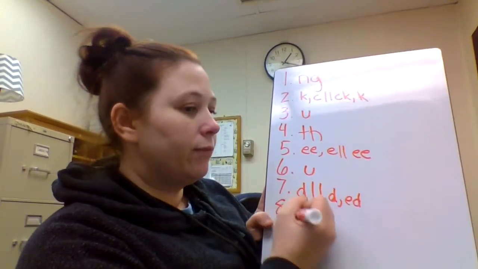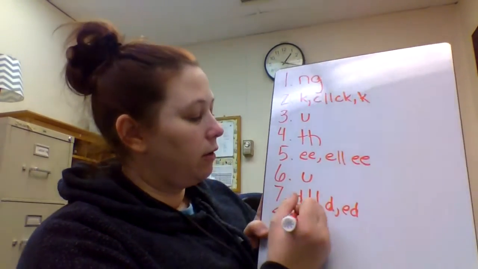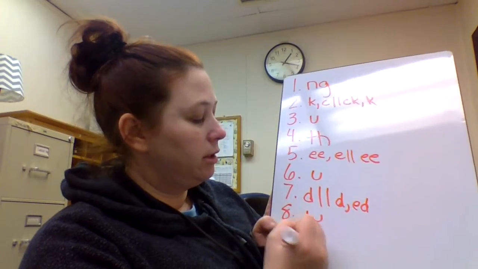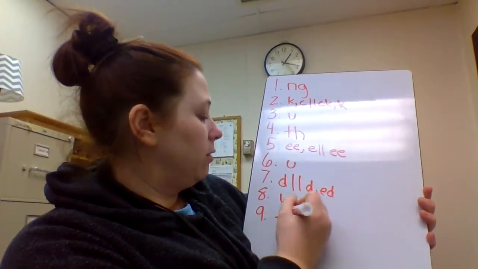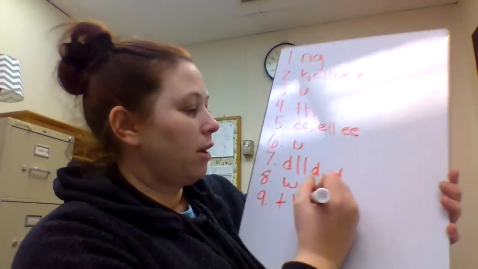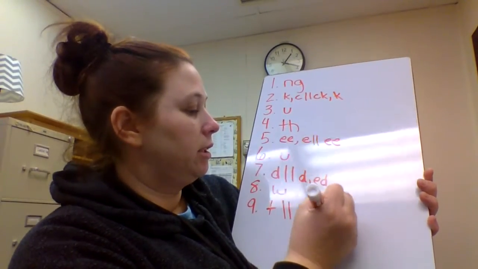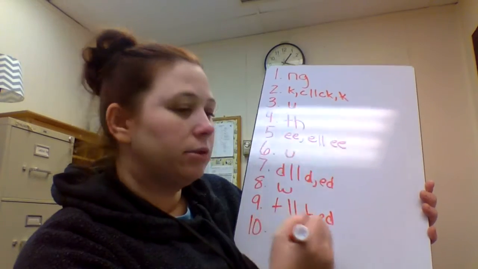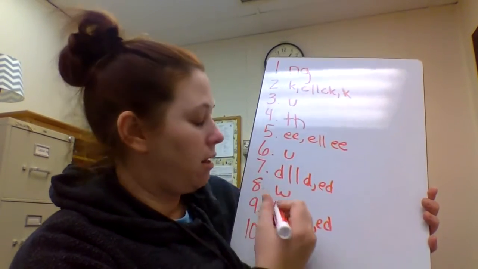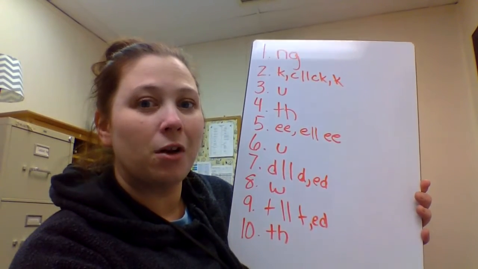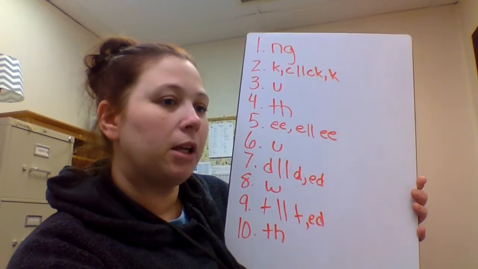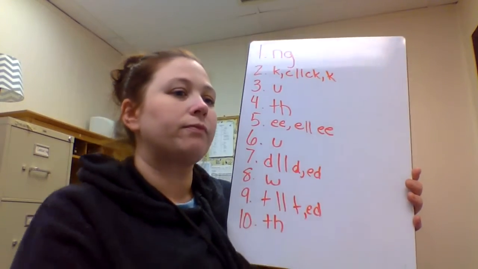Number 8 is W, that's W. Number 9 is T, so we have T or as a final sound, T, comma ED. Number 10 is Th, and that's TH. All right, make sure you get those down. We're going to practice spelling a couple of words after.